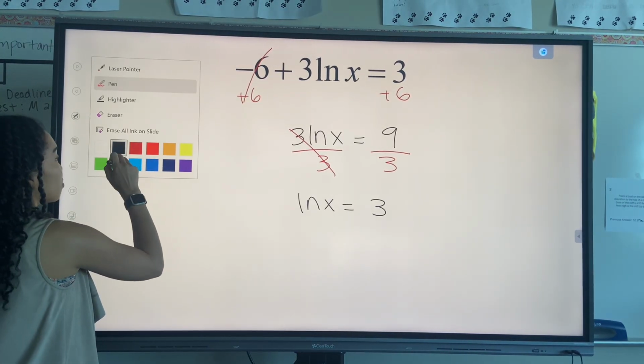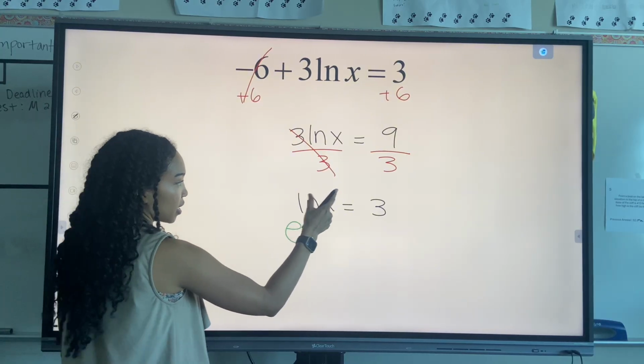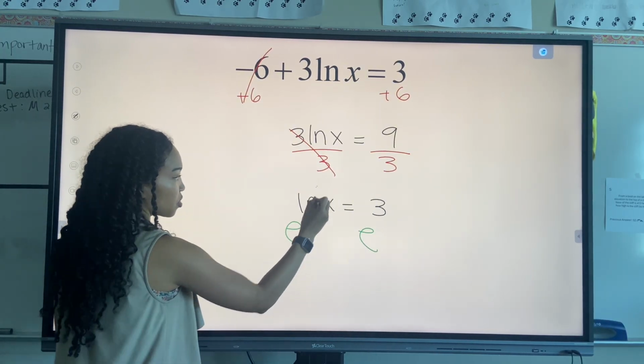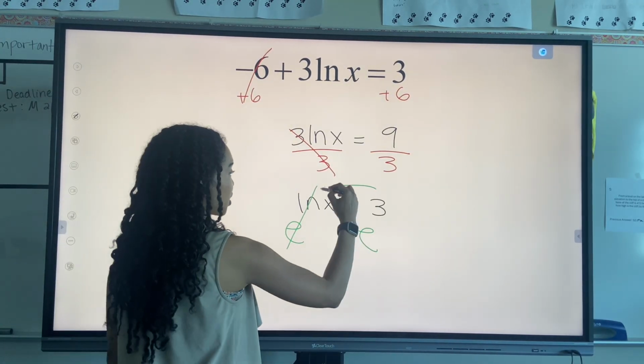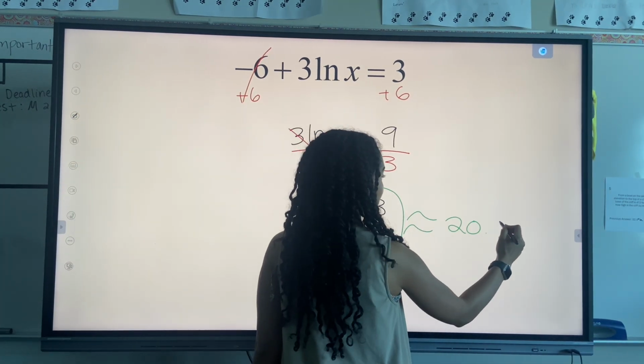And if you want to get rid of the natural log, you can just do e to the power of natural log x. E to the power of 3. So those cancel out. So this is your answer. Just type that into the calculator. 20.09.